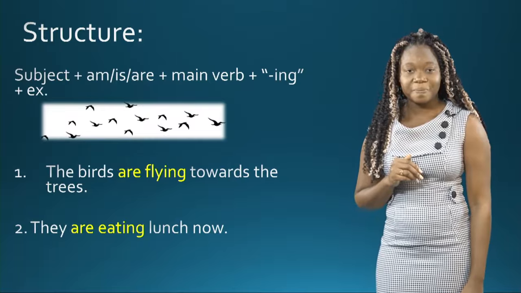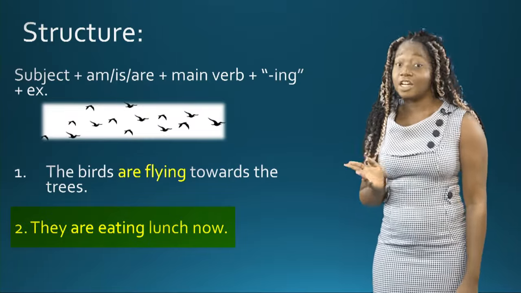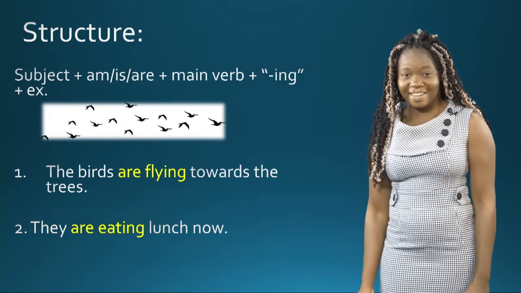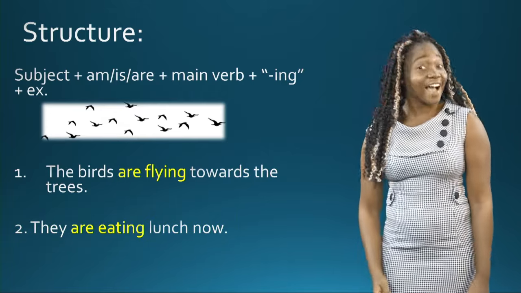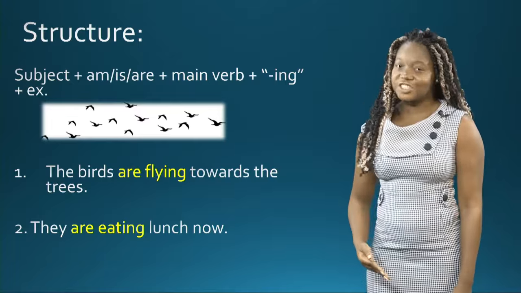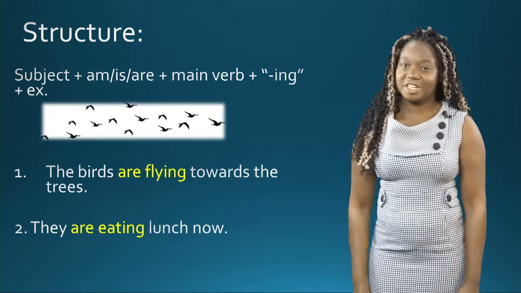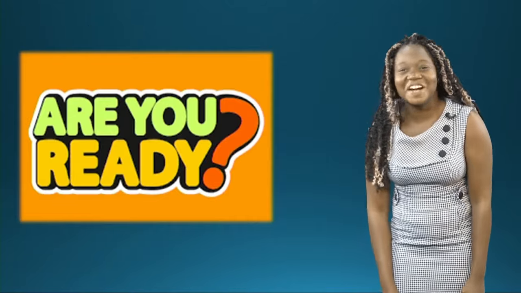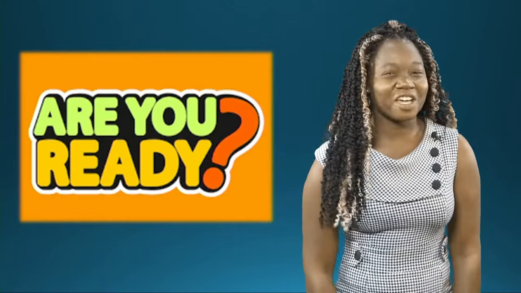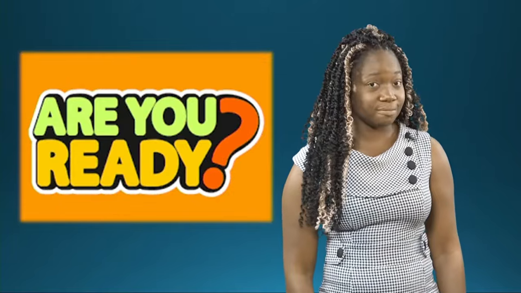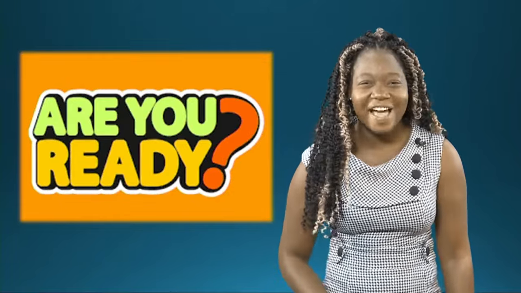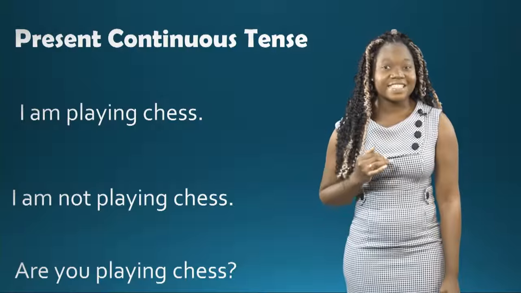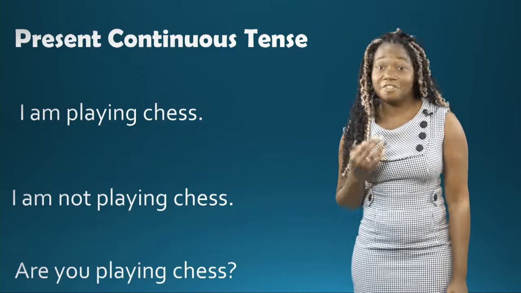Example 2. They are eating lunch now. What's the subject? They. The verbs are eating. Lunch now, that's the extension. Do you understand? So are you ready? Do you think you can write 5 sentences on your own? Not so fast. I have one more thing to tell you. Present continuous tense can be written in 3 different ways.